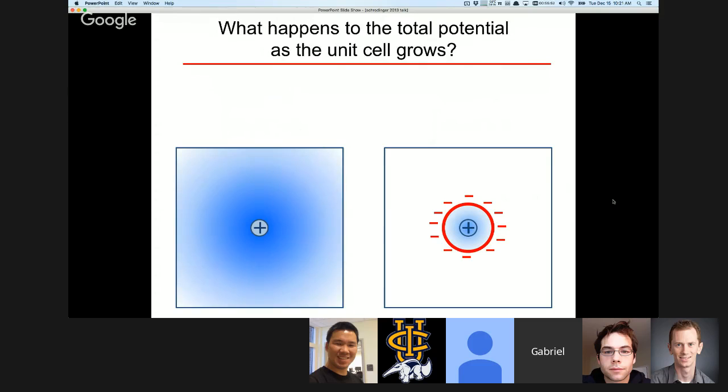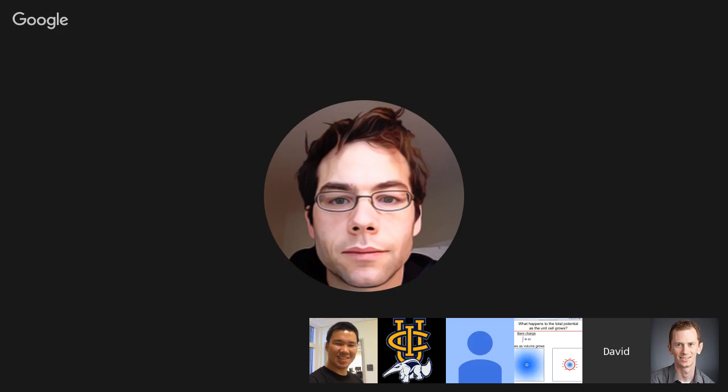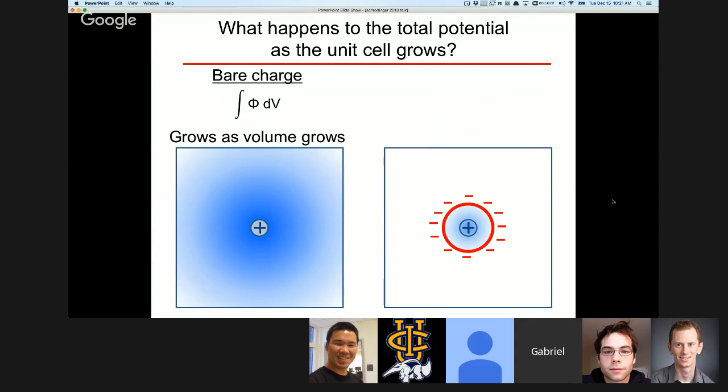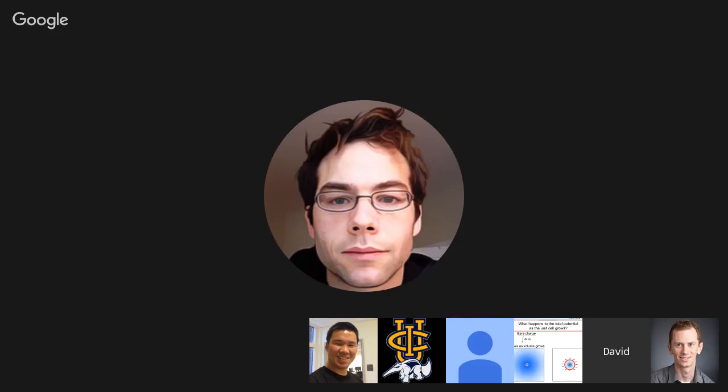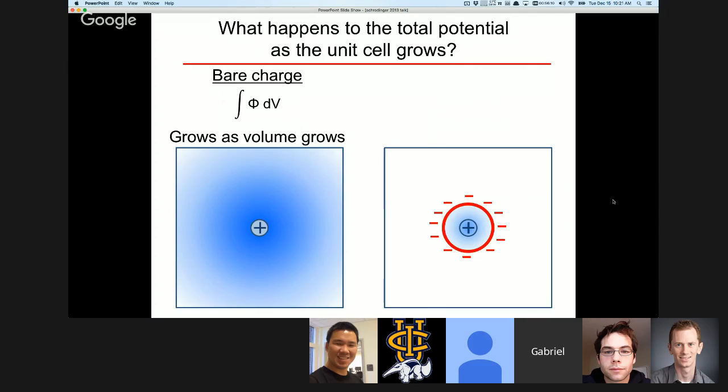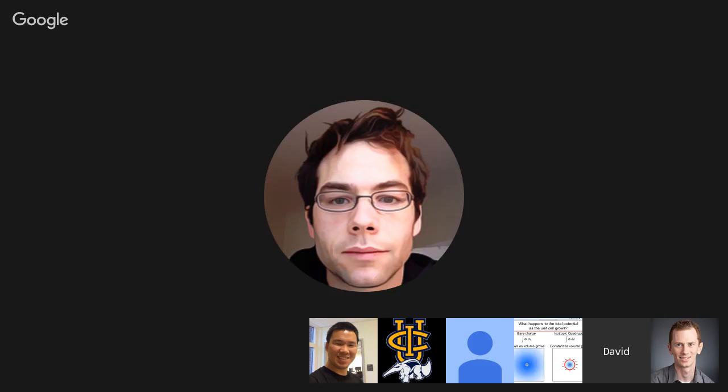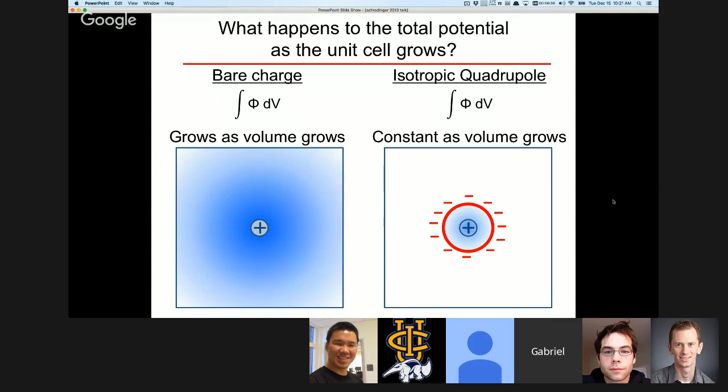Let me just make this point, which is that if we have these two different things, the potential caused by this bare charge depends on the system size, because there's more volume. In a non-periodic system, if you imagine you were just integrating out to some cutoff, the farther out you integrate, the more of the potential of this positive charge you're integrating. In the case of the isotropic quadrupole, once you have integrated the potential past the outer spherical boundary, it's not changing anymore. So the potential created by this isotropic quadrupole is constant as the volume grows. However, if you fill your box with water molecules, you're adding more and more of these isotropic quadrupoles as your box gets larger and larger. So these two have interesting and different dependencies on the volume of the box.